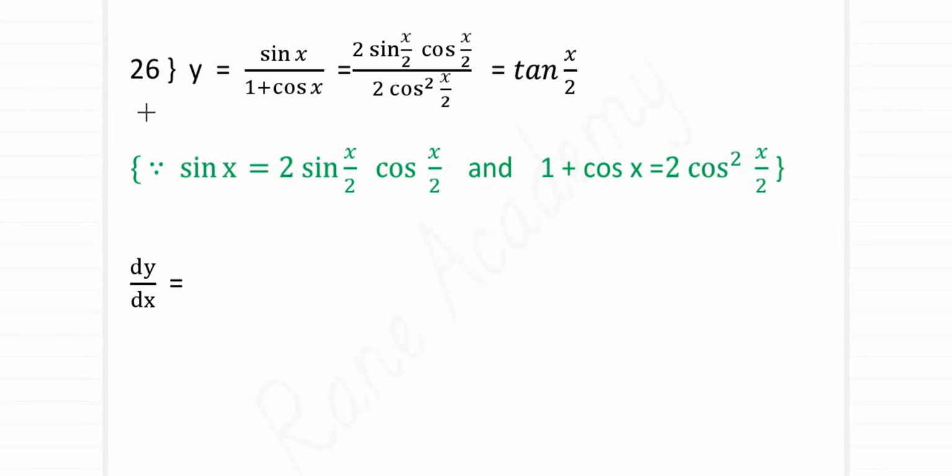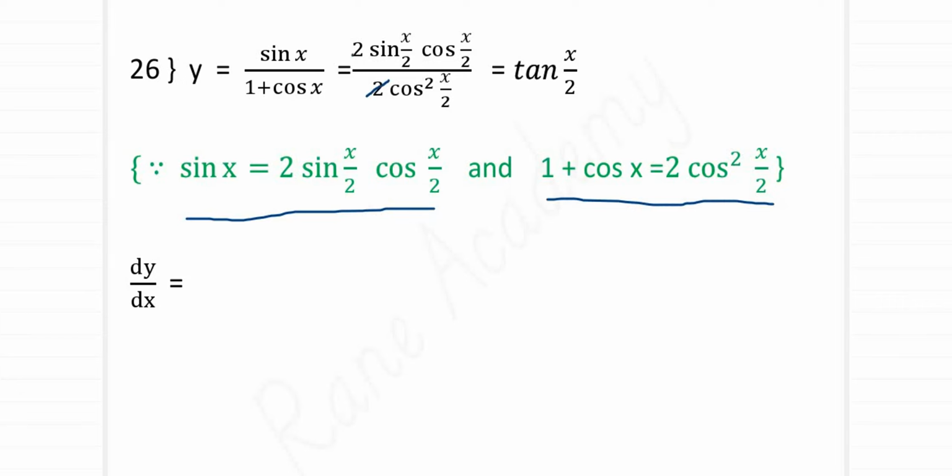In question number 26, we have y is equal to sin x upon 1 plus cos x. Now we can solve this problem by the division rule, but with the help of a trigonometrical identity we can reduce it to a simpler function. Sin x is 2 sin of x by 2 into cos of x by 2. 1 plus cos x is 2 cos square of x by 2. So instead of sin x we write 2 sin x by 2 cos x by 2. Instead of 1 plus cos x, we write 2 cos square of x by 2.